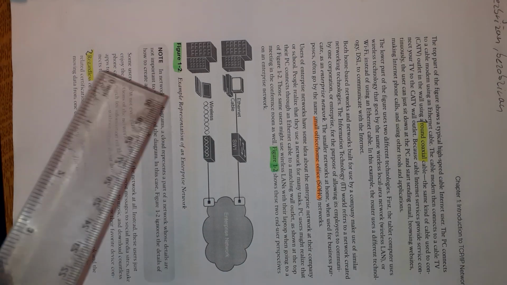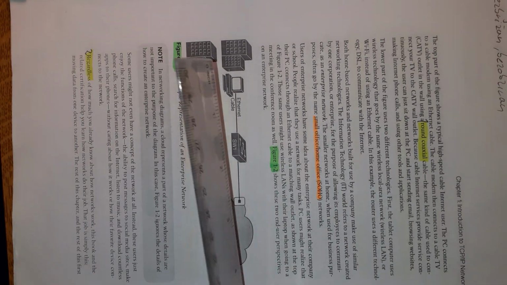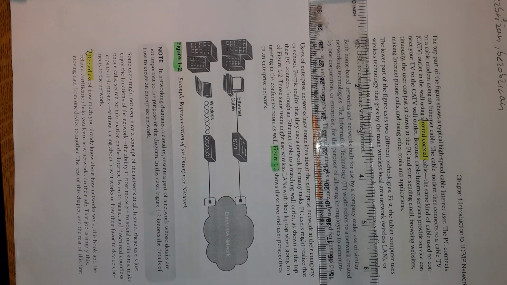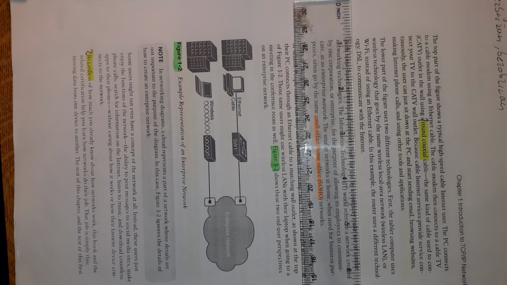The lower part of the figure uses two different technologies. First, the tablet computer uses wireless technology that goes by the name wireless local area network, wireless LAN, or Wi-Fi, instead of using an Ethernet cable. In this example, the router uses a different technology, DSL, to communicate with the internet.